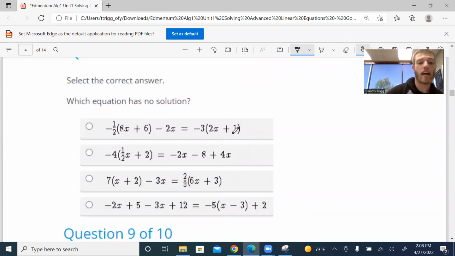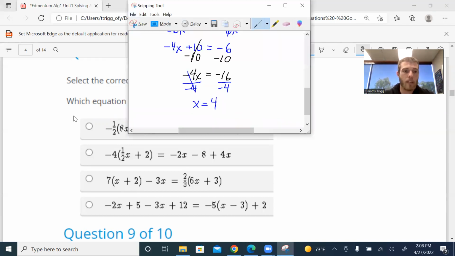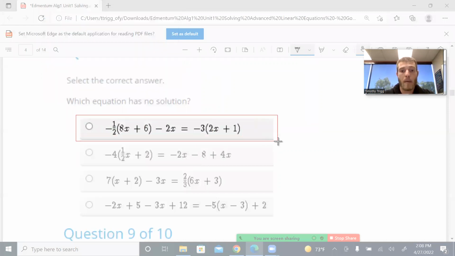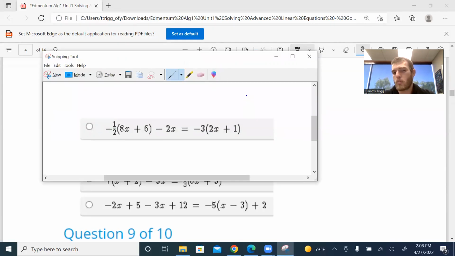Which of these equations has no solution? Oh, I hope it's the first one. Okay. Here we got a bunch of problems. Let's work them out one at a time until we find one that has no solution. Remember, how do we tell if it has no solution? It's when you get a false statement.